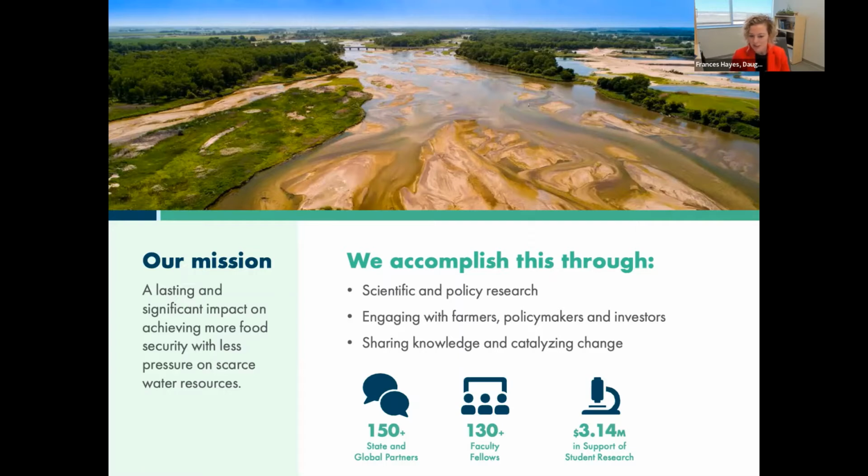But our hope is that we share knowledge and catalyze change through that research and those recommendations that we make. So we work a lot with state and global partners to expand our reach. We have what we call faculty fellows through the University of Nebraska. And those are just researchers that do research related to our mission, so we don't have to reinvent the wheel. We can use the resources that we have around us. We also do a lot of support for student research because we think that's really important, especially in getting new ideas on how to solve these big problems.